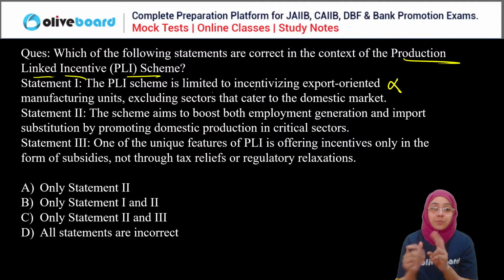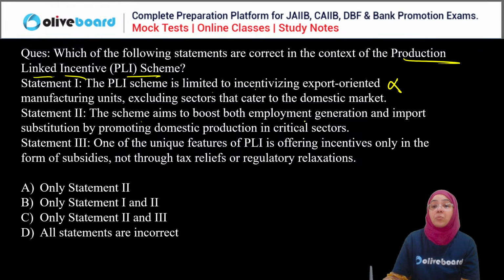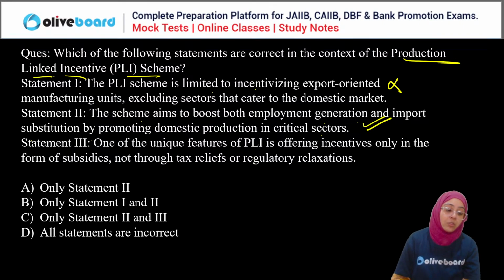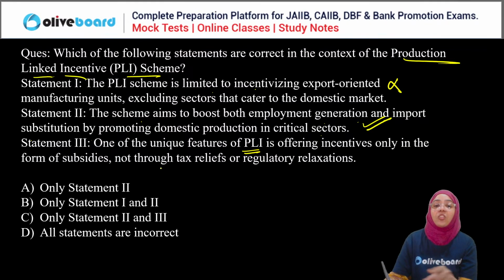Next. The scheme aims to boost employment generation, right? Import substitution by promoting domestic production in critical sectors, correct. Nothing wrong in the second statement. Now, third. One of the unique features of PLI is to offer incentive only in the form of subsidies, not taxation.